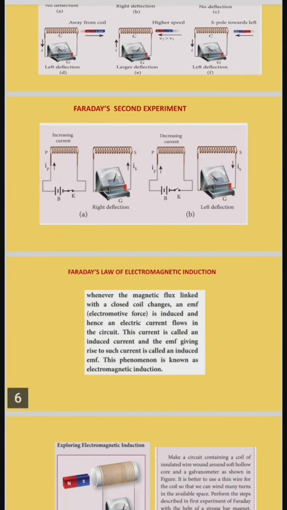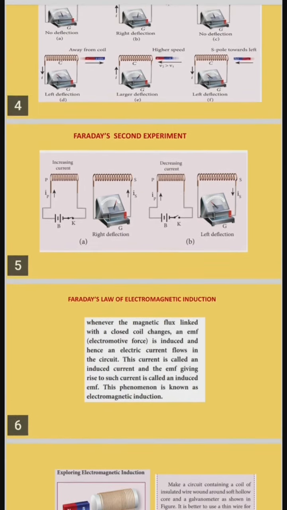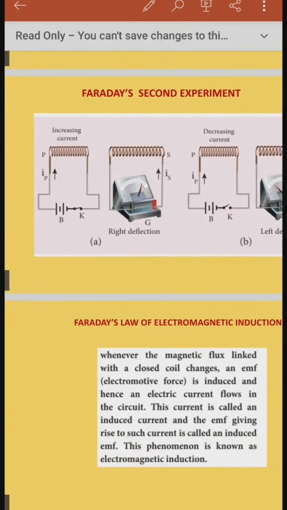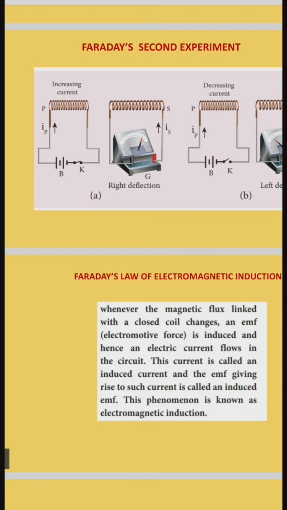Faraday's law. Next one, Faraday's law of electromagnetic induction. Whenever the magnetic flux linked with a closed coil changes, an EMF is induced and hence an electric current flows in the circuit. This current is called an induced current, and the EMF giving rise to such a current is called an induced EMF. This phenomenon is known as electromagnetic induction.